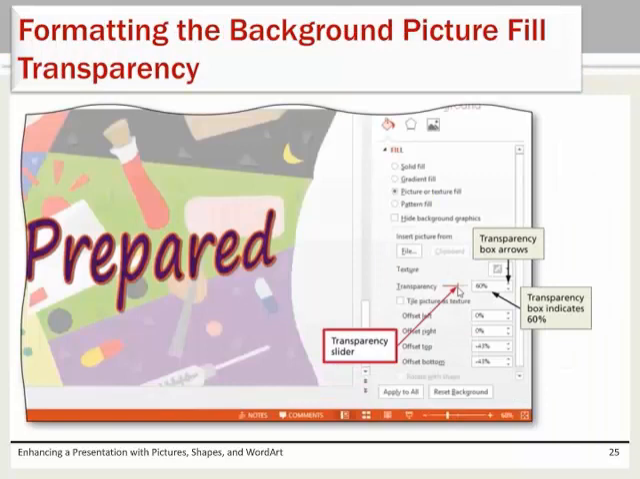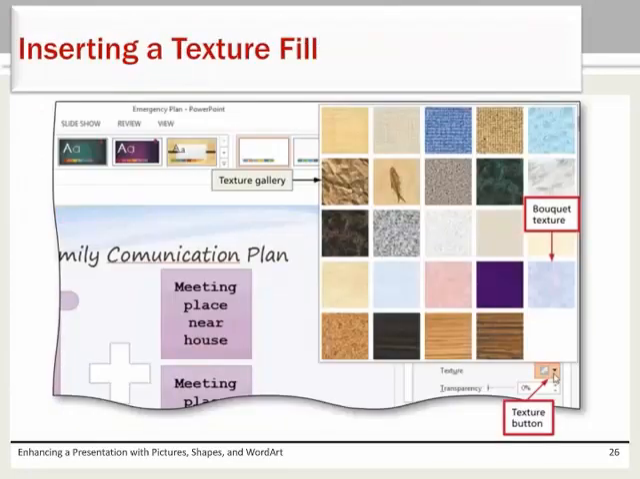Now, tap or click the transparency slider in the Format Background dialog box and drag it to the transparency setting on this slide. To continue formatting this image, tap or click the Format Background button on the Design tab to display the Format Background task pane. Tap or click the Texture arrow to display the texture gallery. Tap or click the texture depicted on this slide.